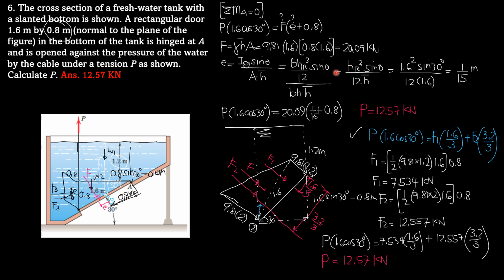Therefore, the compact formula for E is height of rectangle square sine theta over 12 barred H. The height of the rectangle is 1.6 square, and sine of 30 degrees over 12 times barred H, which is 1.6. So it is 1 over 15 meter. Substitute here because we already solved for F and E. So P times 1.6 cosine 30 degrees equals 20.09 F times quantity E, 1 over 15, plus 0.8. Solving for P, P is 12.57 kilonewtons.